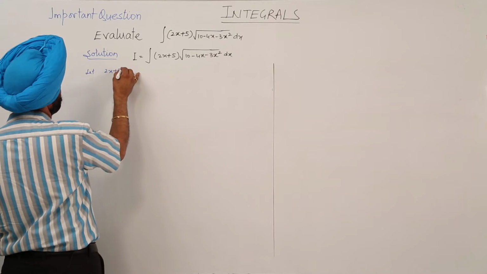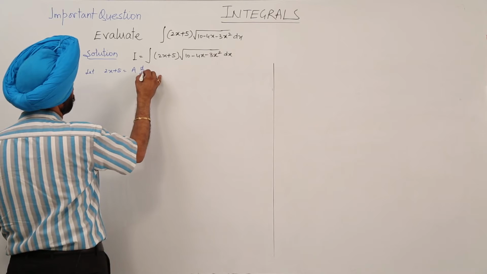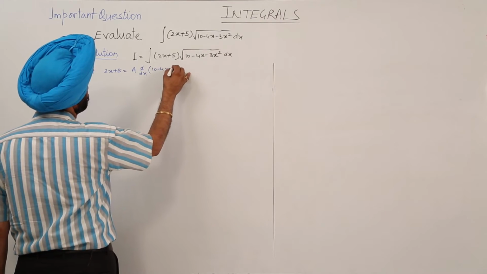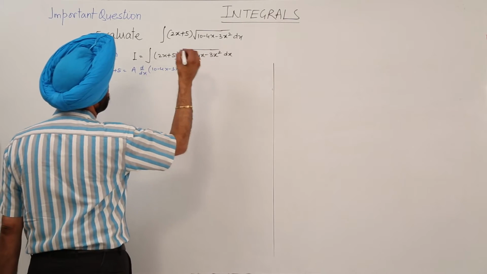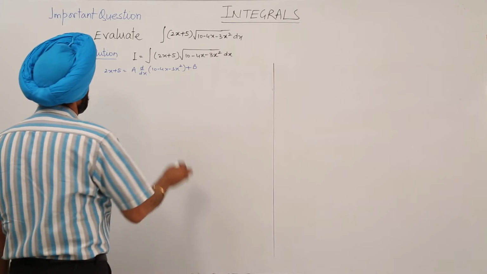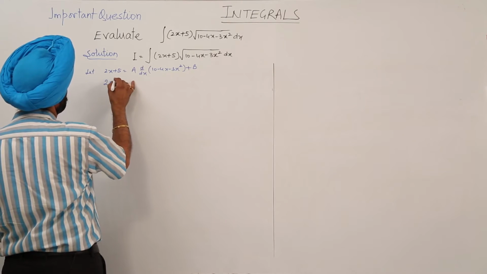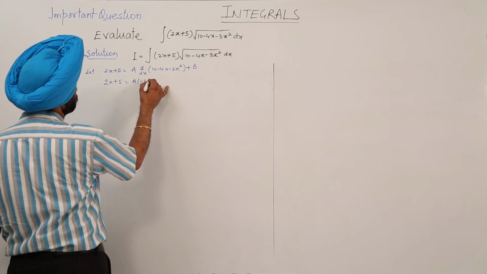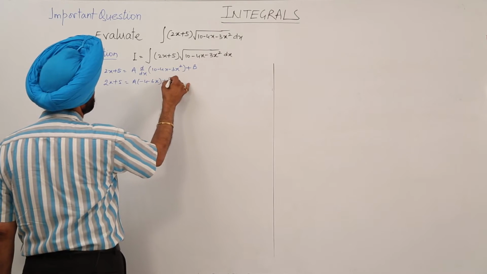Now what we are going to do is write 2x + 5 equal to capital A times d by dx of (10 - 4x - 3x²) plus B. Now this becomes 2x + 5 equal to A times (-4 - 6x) plus B.